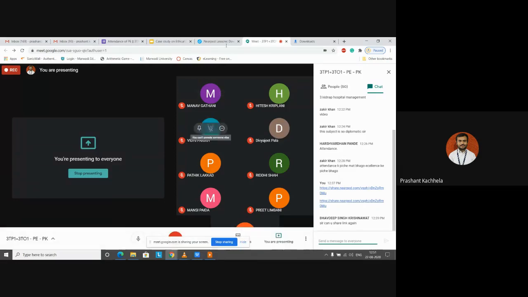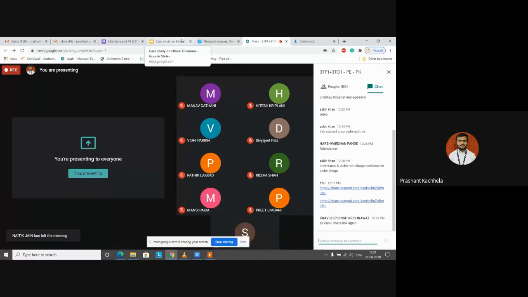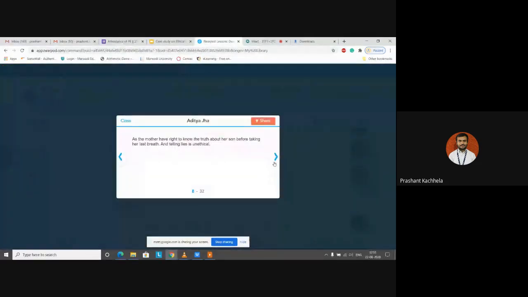Okay, no problem. We'll go through the answers by different people. So Aditi is saying, the mother has the right to know the truth about her son before taking her last breath, and telling a lie is unethical. According to Aditya, this was the opinion.